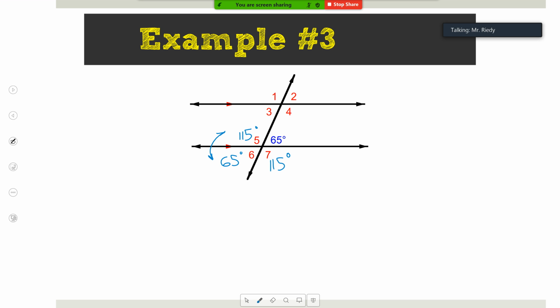Okay, well, why is the angle 7 115? It's a vertical angle to angle 5. It's supplementary to the 65-degree angle, and it's supplementary to the number 6 angle. And there's nothing new there. That's what we did at the very beginning of the slideshow. What's going to get crazy now is how do we find the measures of 1, 2, 3, and 4? Mia, any ideas?